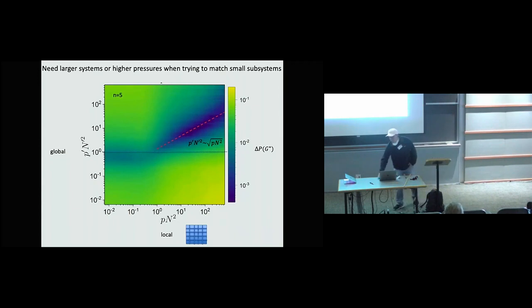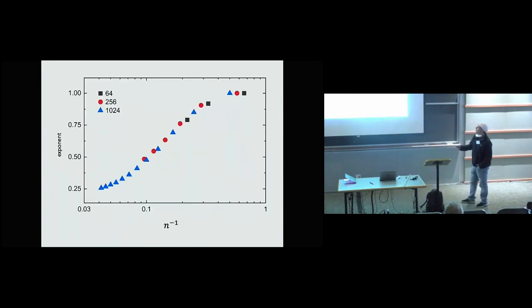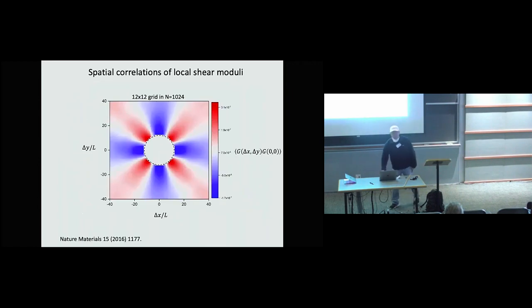The exponent for that relationship is shown here as a function of the size of my subdomain. The other thing that I want to briefly mention, which has been shown in a recent paper, is that you can also look at spatial correlations of the local shear moduli. In really small systems, they show really long-range correlations, basically power law spatial correlations. My question is, is that right? Should the local shear moduli be really strongly correlated? Should they be random? That's a question we want to answer.